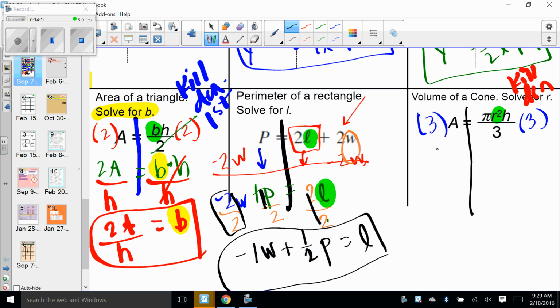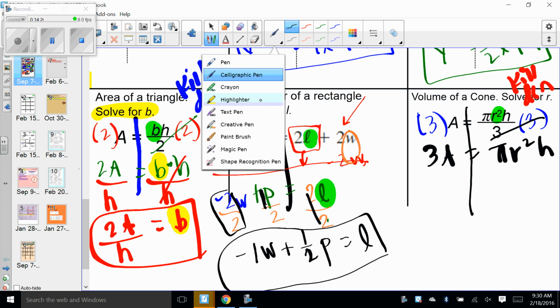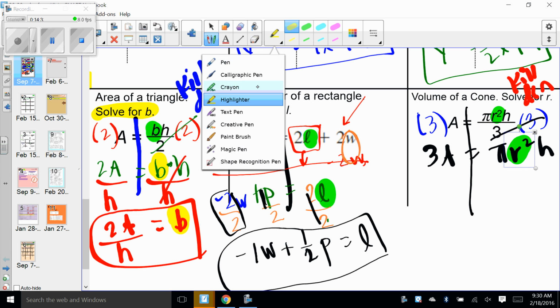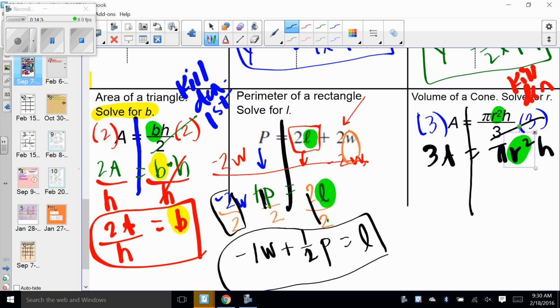Working left to right, we have 3a equals, those denominators just got killed, giving me a pi, r squared times h on the right-hand side. Now, my job is to solve for the variable r. It's married to that r squared, but we'll clean it up here. We have a 3.14 times h. Now, we don't know what those are because they're just variables.